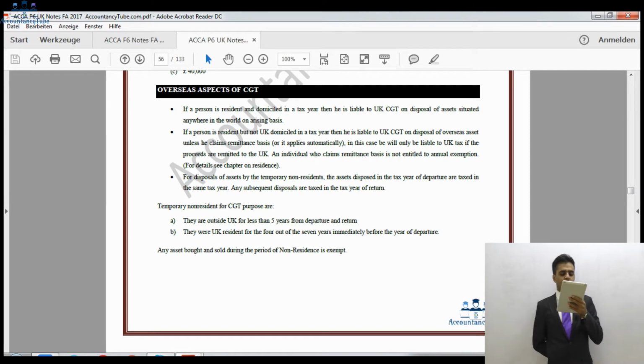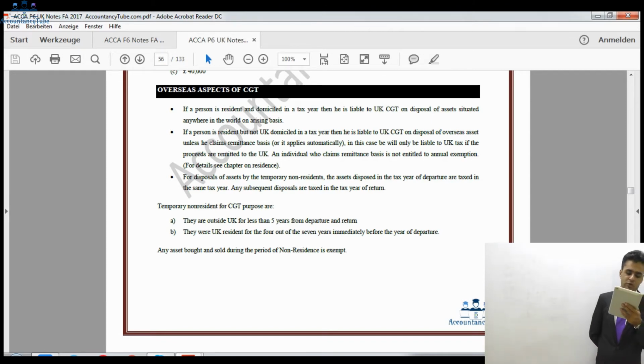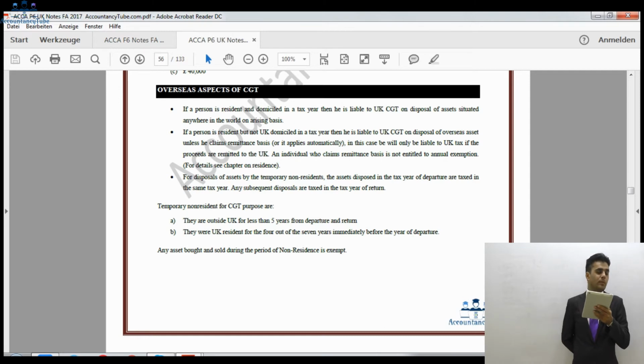If a person is resident and domiciled in a tax year, then he is liable to UK capital gains tax on disposal of assets situated anywhere in the world on an arising basis, only if he is resident and domiciled. Then it says that if a person is resident but not domiciled, so a person living in the UK but not domiciled, like myself, in a tax year, then he is liable to UK CGT on disposal of overseas assets unless I claim the remittance basis. And I know when I claim the remittance basis, I will not get the annual exempt amount, and I might have to pay the remittance basis charge as well.